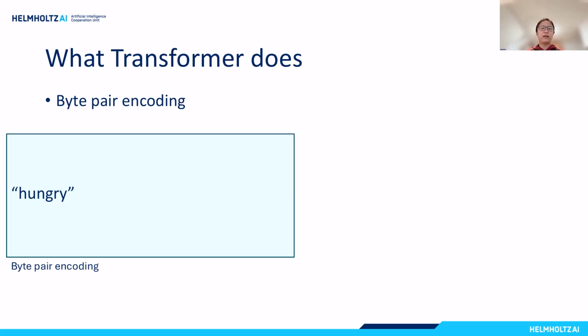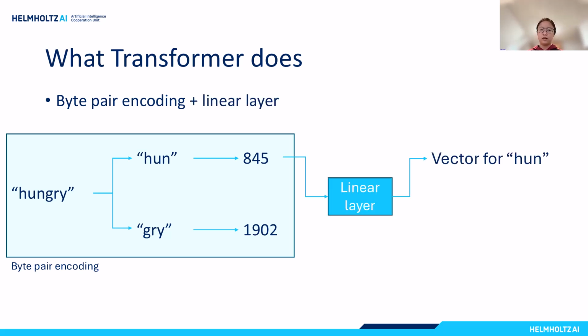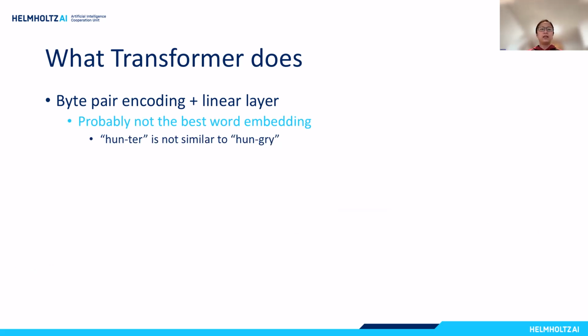The transformer itself first uses byte pair encoding, which is a way to break text into smaller pieces and map each piece to a number or token. But this, like one hot vector, doesn't have semantic meaning. Then, they use a linear layer that is learnable during training, so it produces vectors that are more meaningful. This way, it is probably not the best word embedding.